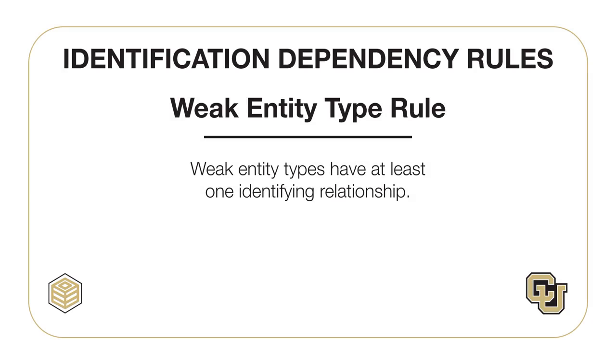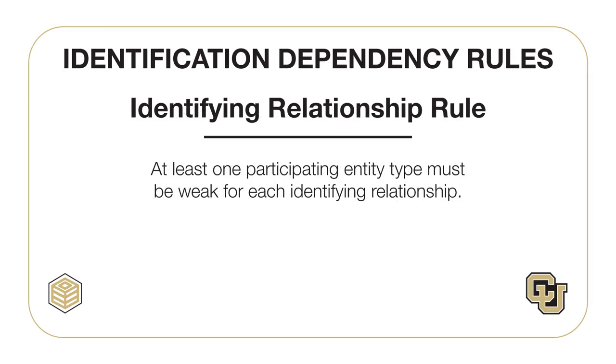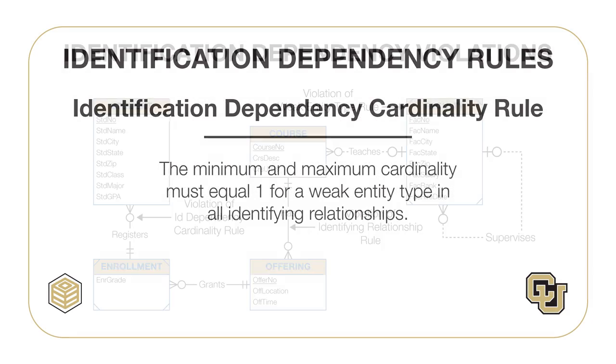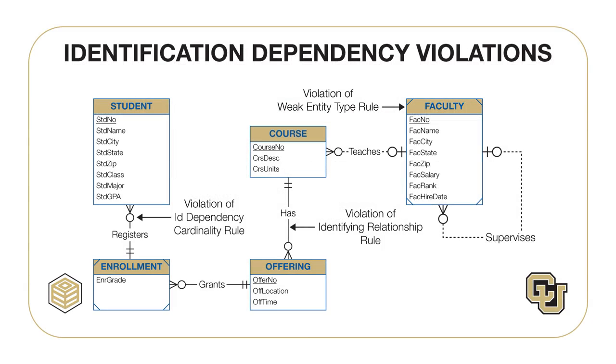Thus, 3 diagram rules are necessary to check correct structure of identification dependency: the weak entity type rule, the identifying relationship rule, and the identification dependency cardinality rule. This ERD demonstrates violations of all 3 diagram rules for identification dependency.